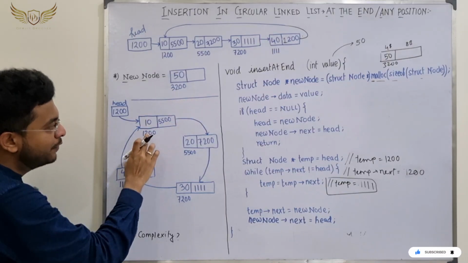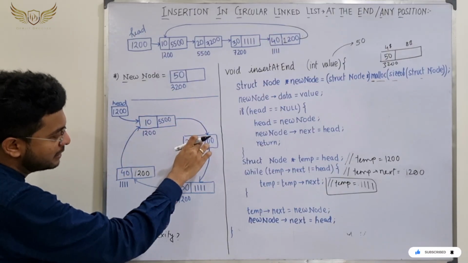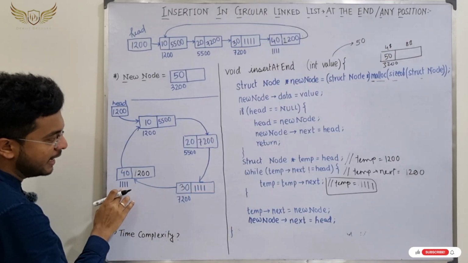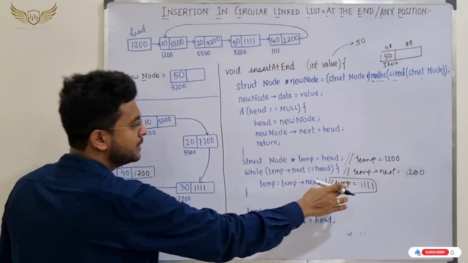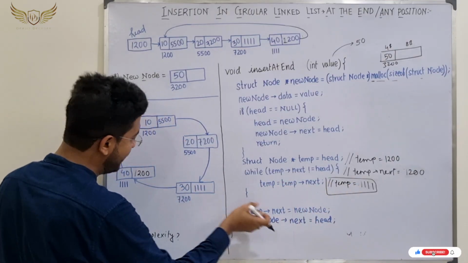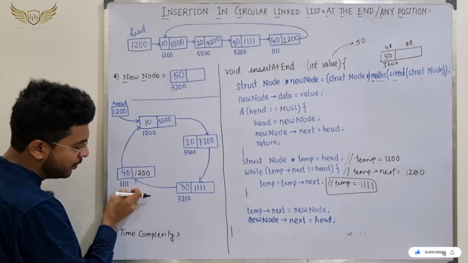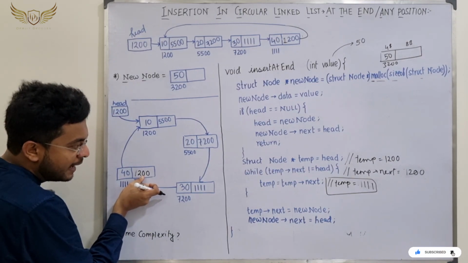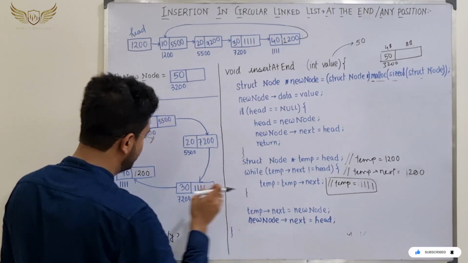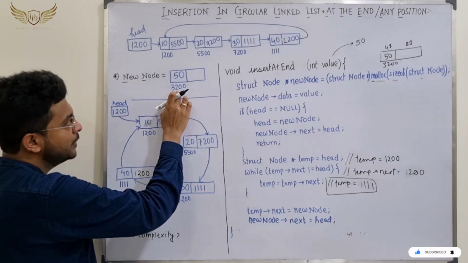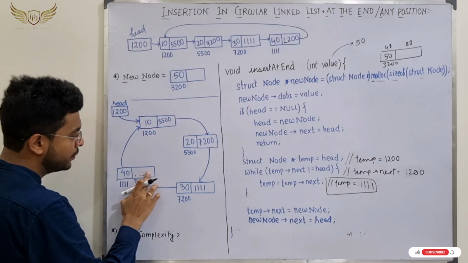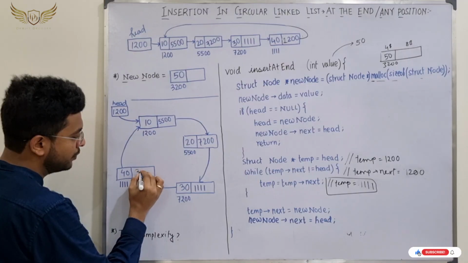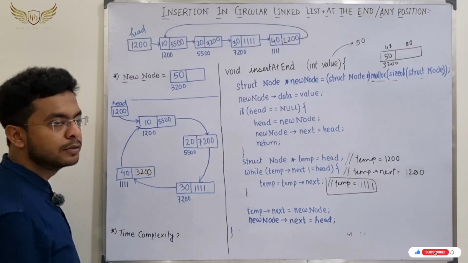3200. So if you check here, we have traversed like this. Now we are here, 1111. Now the temp is at 1111. So it is saying temp arrow next. So go to temp, that is 1111. See the next part and modify it with new node. So what is the value of new node? Say what is the address of new node? 3200. So it would be replaced with 3200.